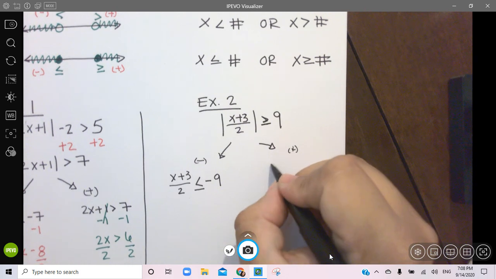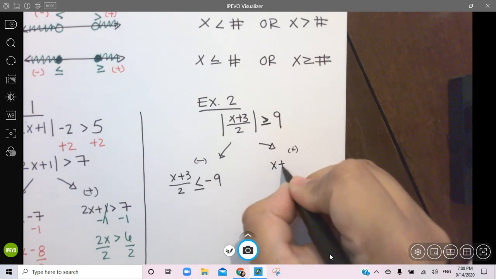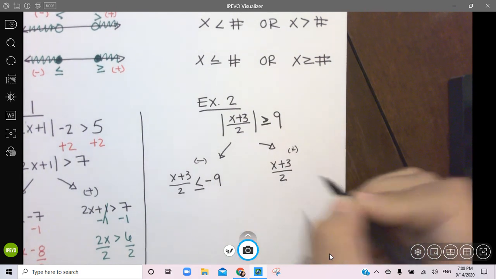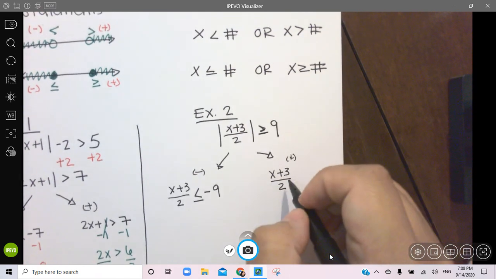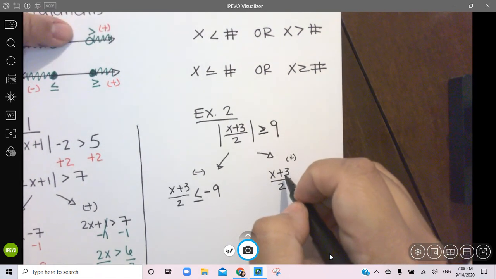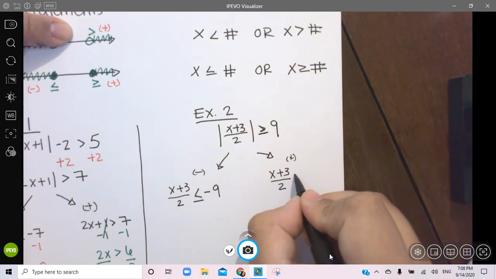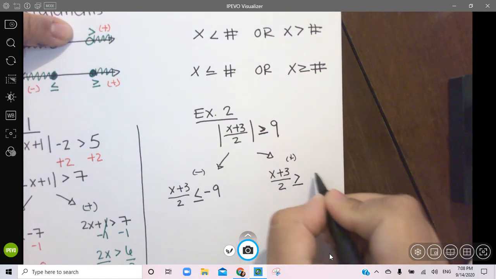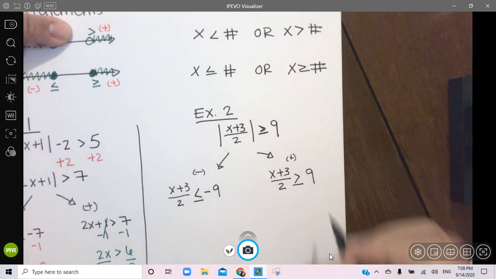For my positive, I'm going to do the same. I'm going to write down exactly what's inside of my absolute value. And for the positive, I'm going to be using greater than. So greater than or equal to, and my 9 stays the same.